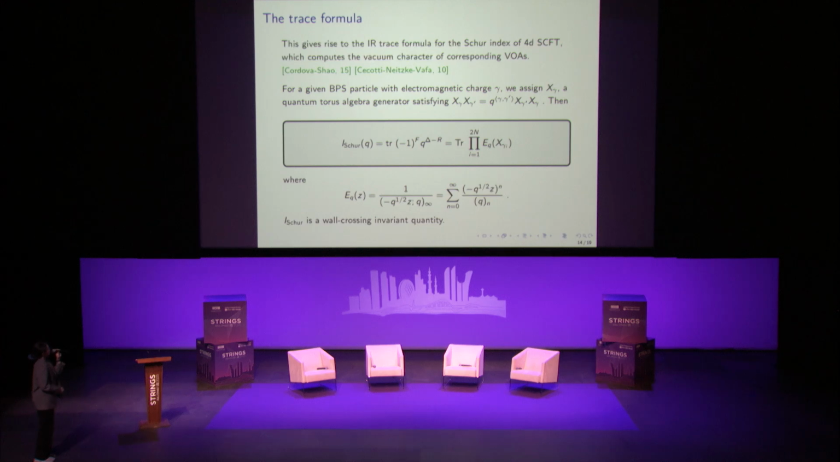This picture is in fact responsible for the IR formula for the Schur index of the 4D SCFT, which is known to compute the vacuum character of the corresponding vertex operator algebra. What this proposal tells us is that for a given BPS particle with electromagnetic charge gamma, we can assign some quantum torus algebra variables, and the Schur index, which counts the operators that pass the cohomology in the 4D N=2 VOA correspondence, can be computed as a trace in the quantum torus algebra, where this E_q is a q-exponential whose argument is given by the quantum torus algebra variable. You can argue from the identities of E_q that the Schur index is a wall-crossing invariant quantity.